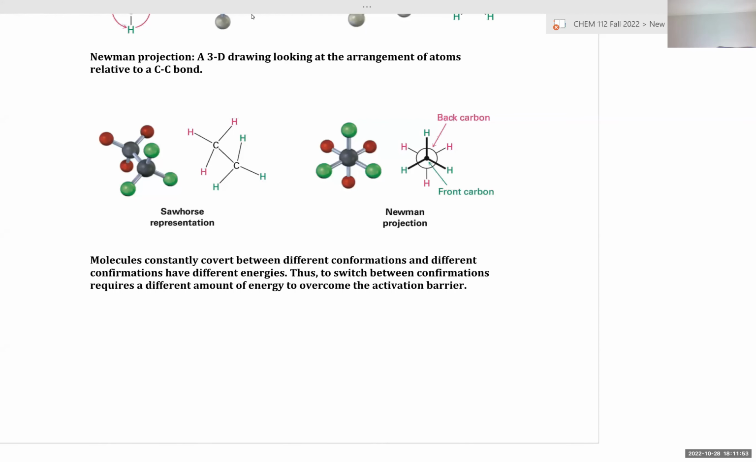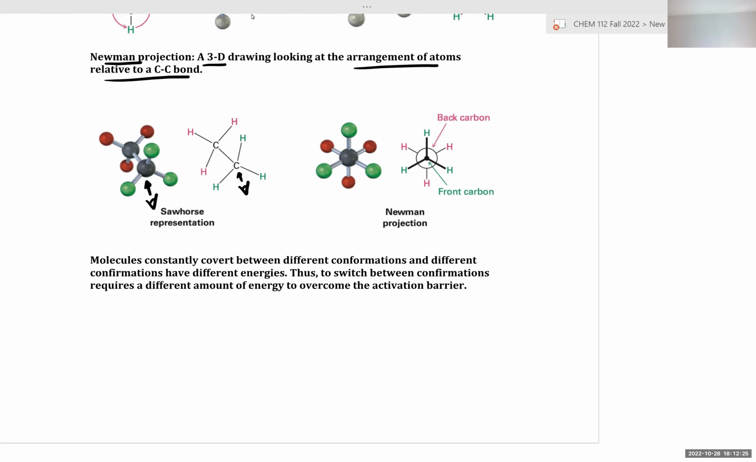Okay, so today we're going to be talking about Newman projections. A Newman projection is a 3D drawing looking at the arrangement of atoms relative to a carbon-carbon bond. So for example, if we looked at a molecule from the sawhorse perspective, which is looking at the molecule from a side-on perspective, the Newman projection instead looks down this carbon-carbon bond, and the Newman projection helps us visualize the relative position and orientation of atoms across a carbon-carbon bond.